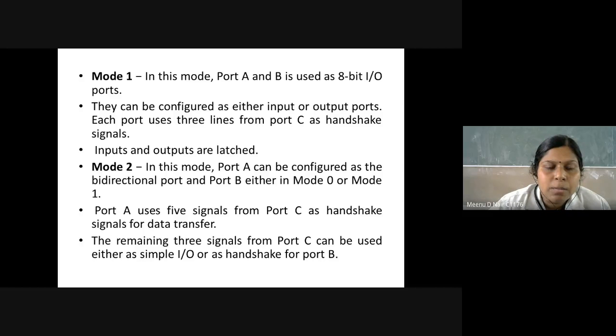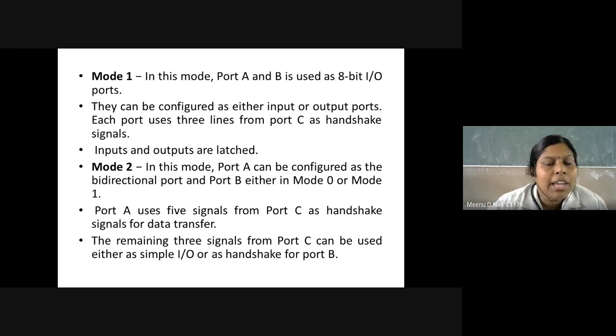Then the next one is mode 1 of operation, where port A and B are used as 8-bit input output ports, but in the case of port C, port A will use 3 lines of port C as handshake signals. Similarly, port B uses 3 lines of port C as handshake signals.